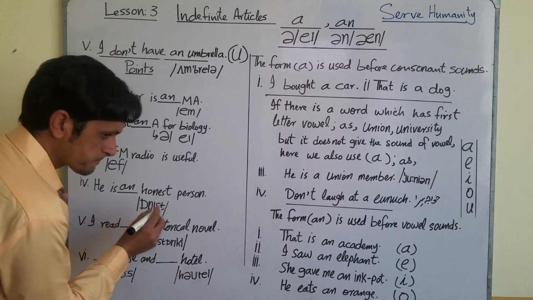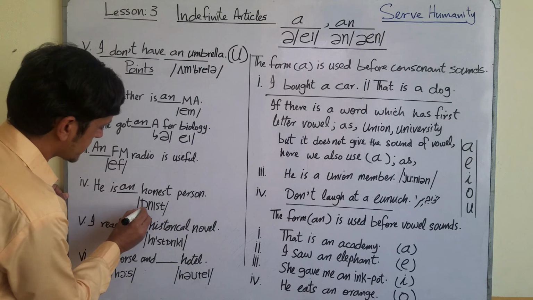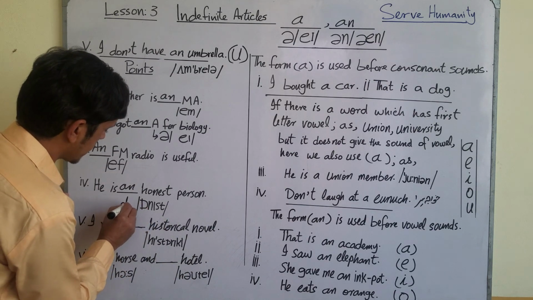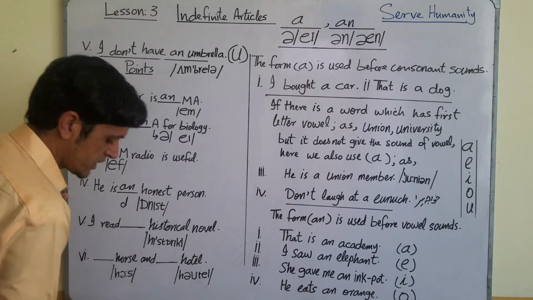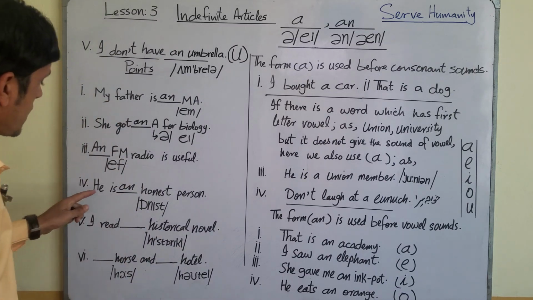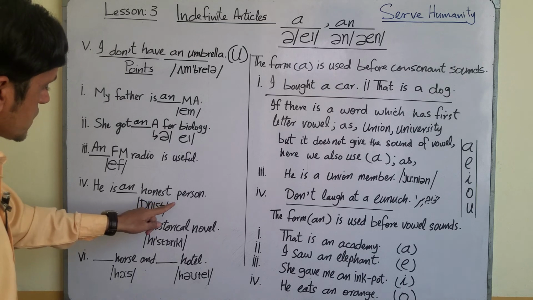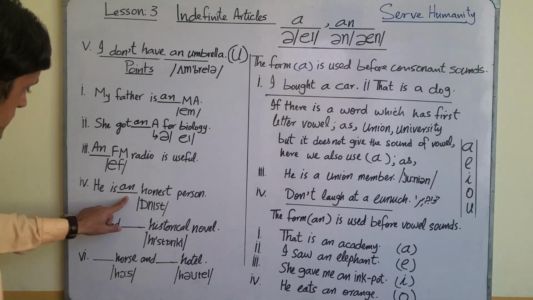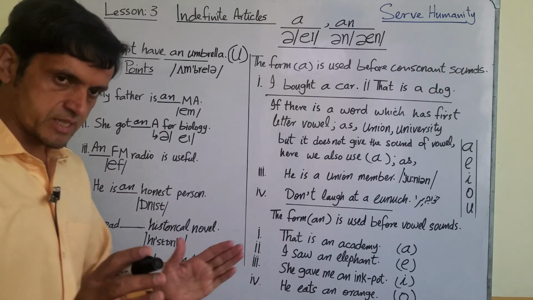So the phonetic form of honest is written like this. In phonetic form, it is not written with an H. It is the sound of O, as we say honest. He is an honest person, so we will write an here. Now you see there is a little bit of confusion.